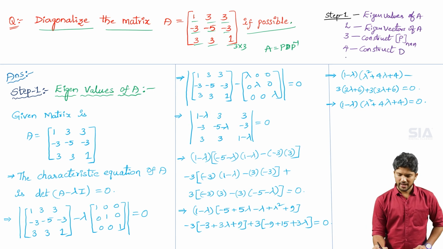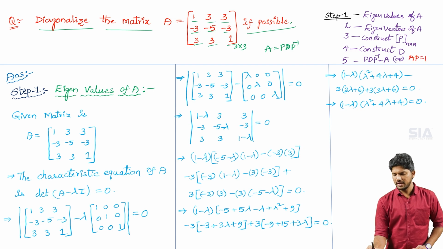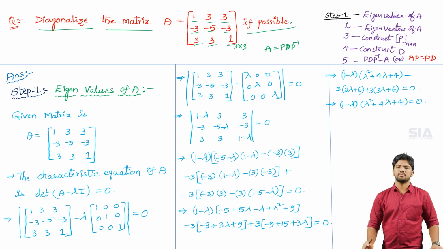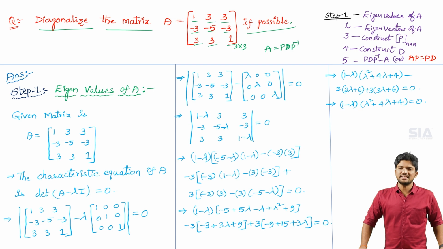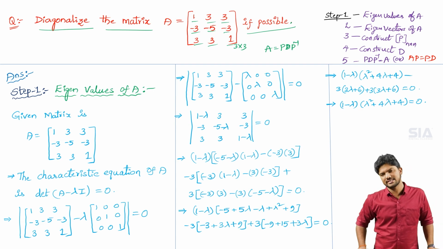After step 4, the last step is step 5. Verify the condition P D P inverse is equal to capital A, or you can use another check, which is A into P is equal to P into D. These are the 5 steps to find the diagonalization of the given square matrix capital A.